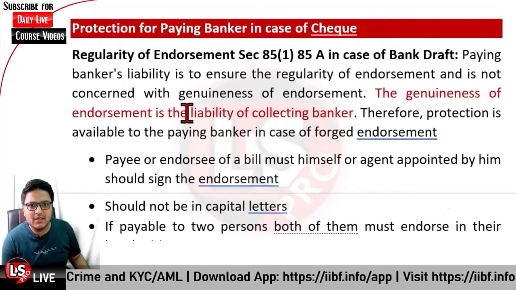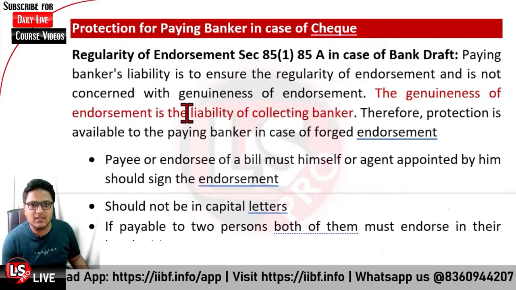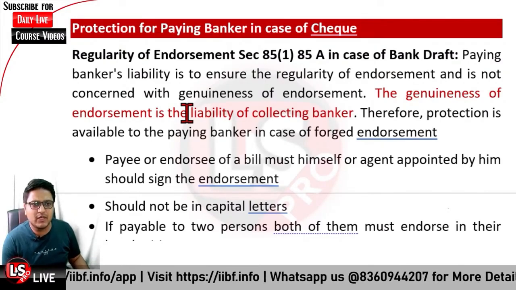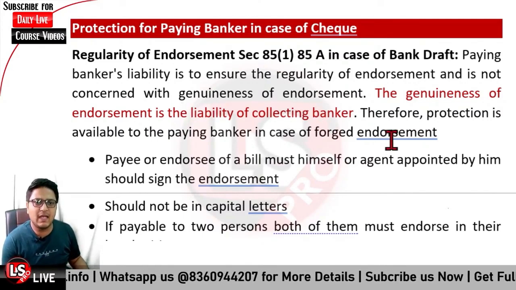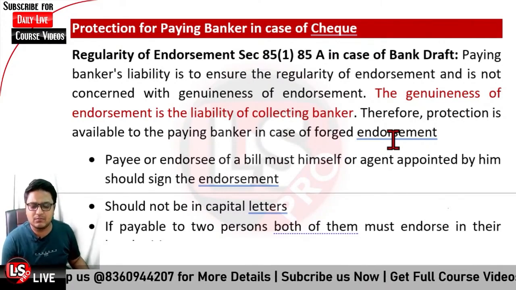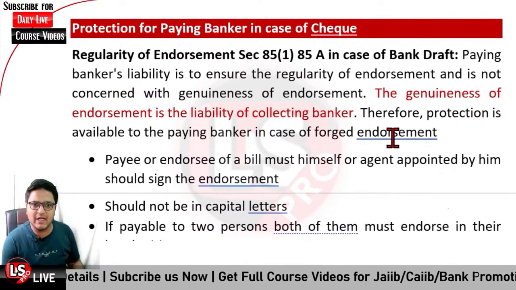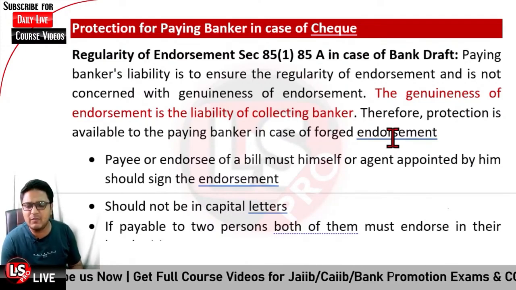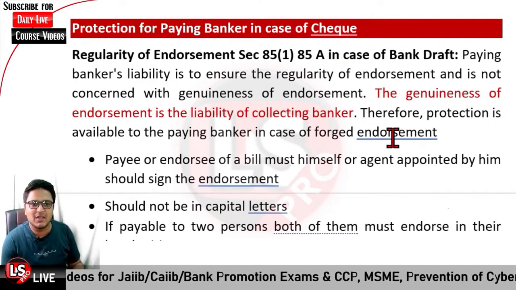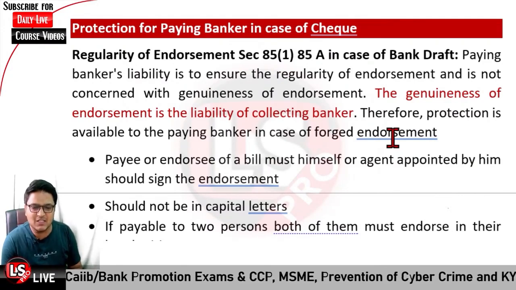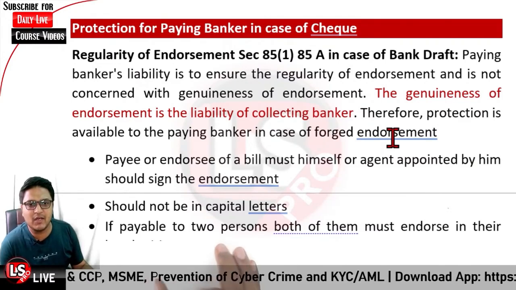As we already discussed, it is regarding section 85A and 85(1), regarding the endorsement. There are some facts regarding endorsements. The genuineness of the endorsement, whether it is a genuine endorsement or not, is the liability of the collecting banker. The paying banker is concerned only and only about the regularity of the endorsements.